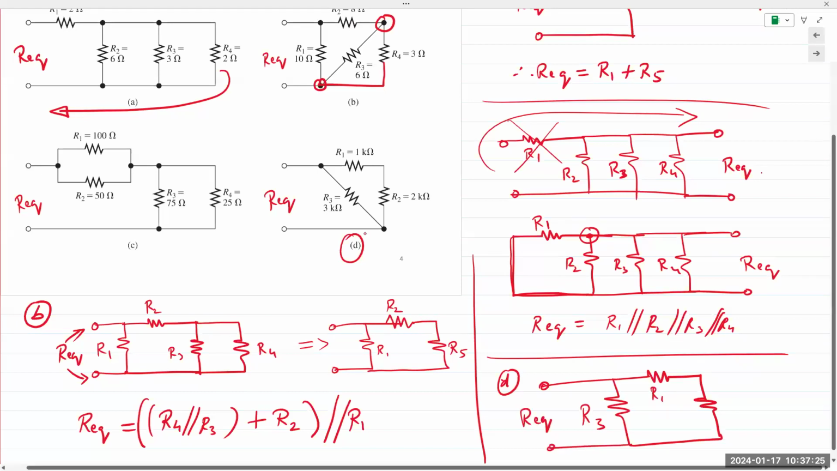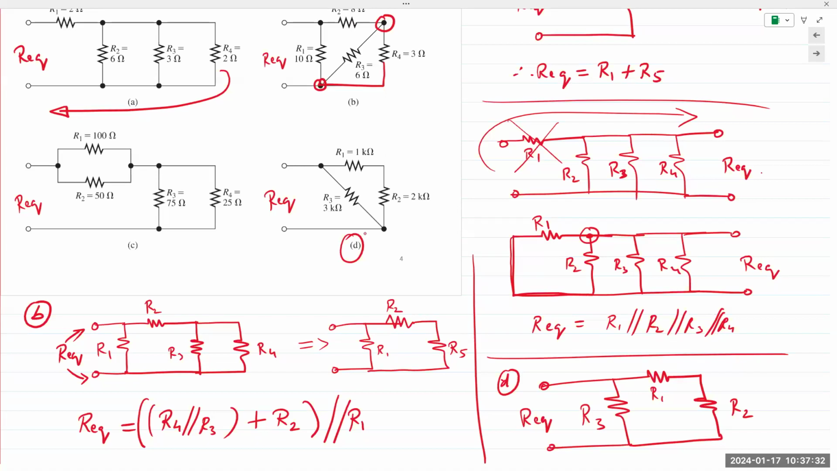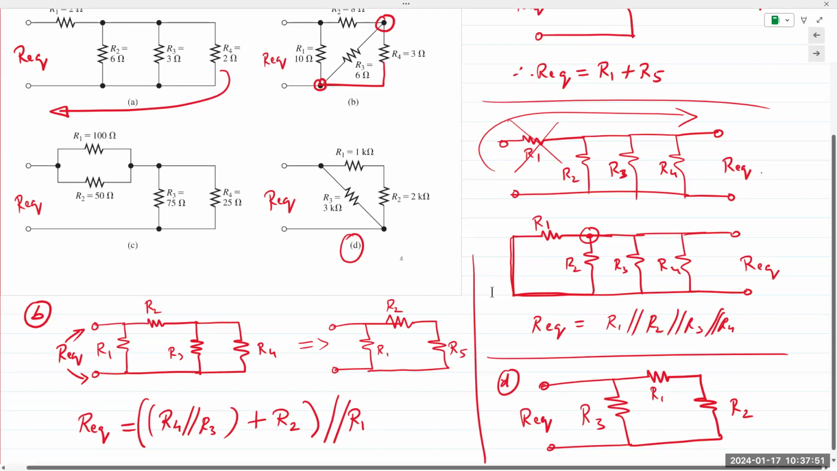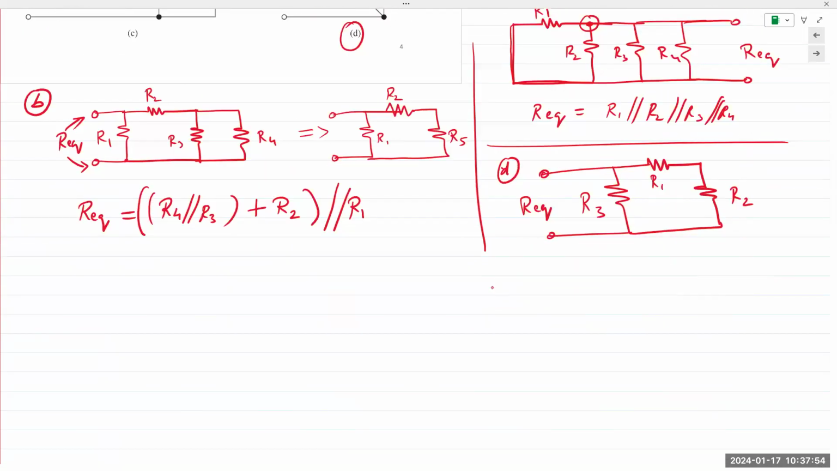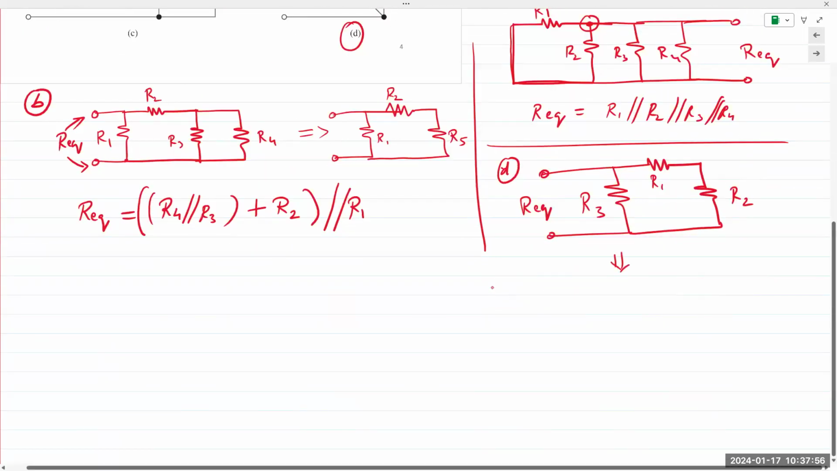So in this case, if I start at the farthest end, what do I have? R2 and R1 are connected at just one junction at the top right corner. They are not connected at the other end. The other end of R1 is connected to R3. So R1 and R2 are in series. Okay. So again, I'm starting at the farthest corner.